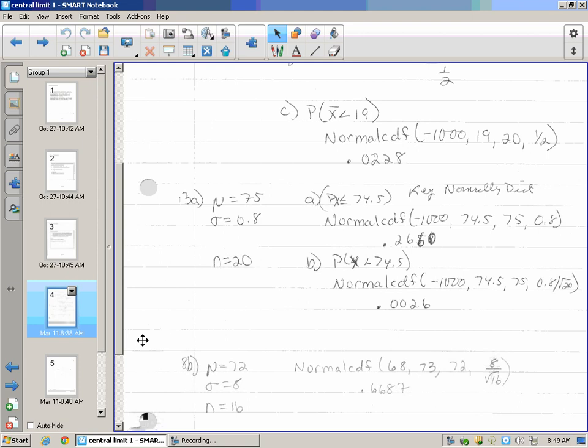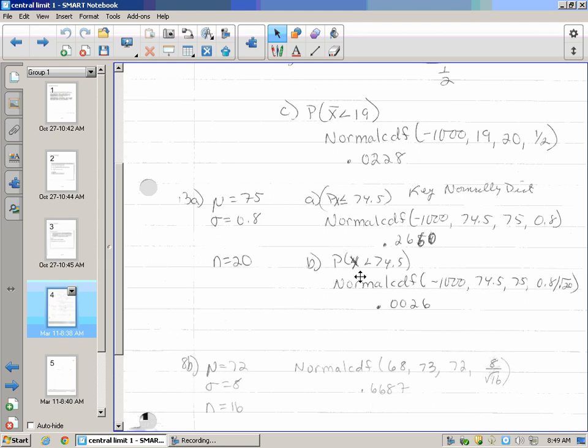Then if we look at 13A, where they're telling you that coal is carried, A says what's the probability that one car chosen at random will have less than 74.5 tons of coal. So in A, as you can see, they didn't give you a sample size, so that's why we use normal CDF and do it the old way: -1,000, 74.5, comma 75, comma 0.8. You get 0.2660.